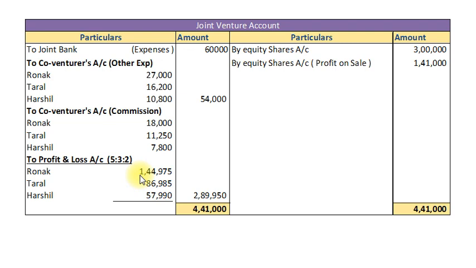And our accounting entry for share of profit will be joint venture account debit 2,89,950, to Ronak capital account 1,44,975, to Taral capital account 86,985, to Harshil capital account 57,990.